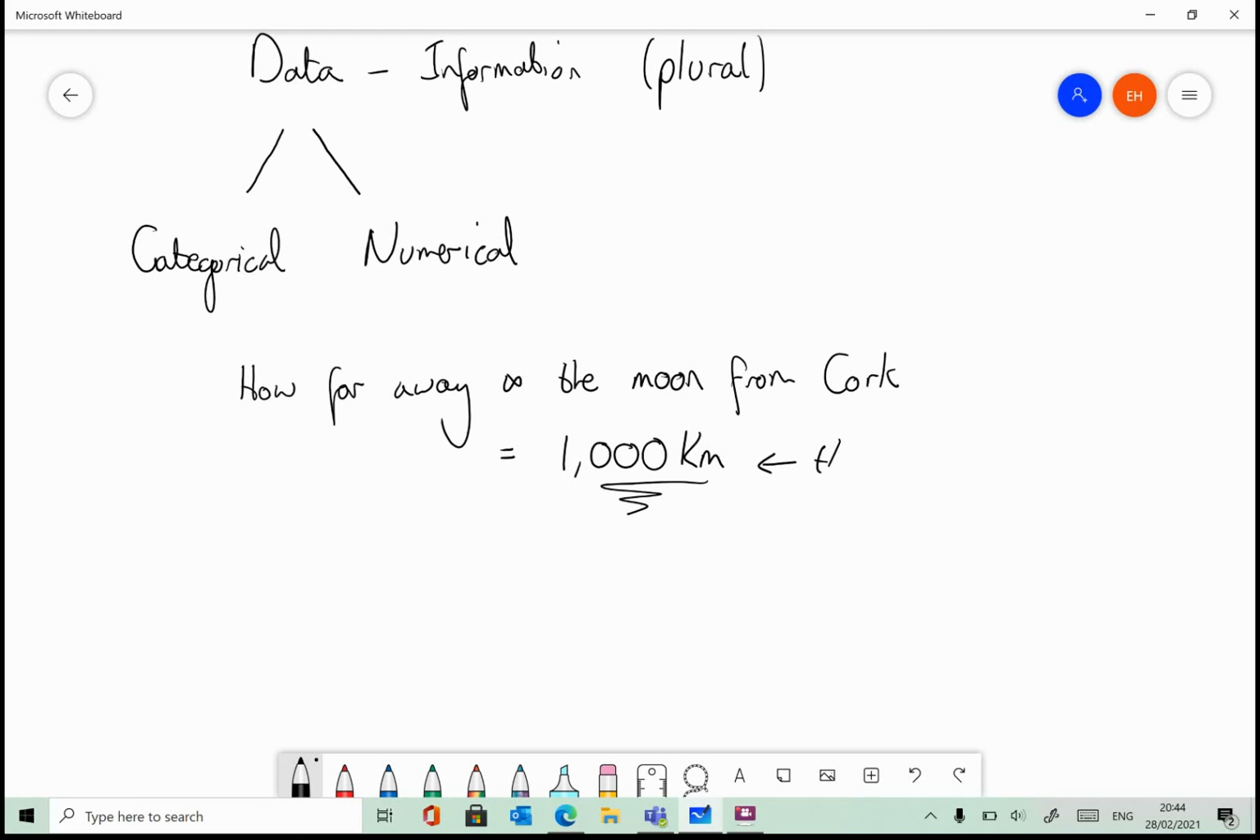This is a number. So because it's a number, this is called numerical data. So I now have a piece of numerical data.